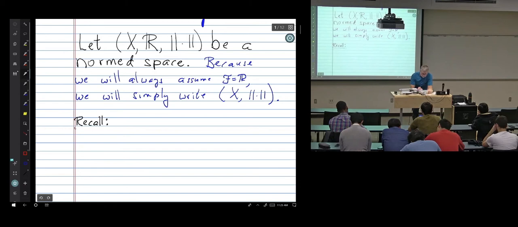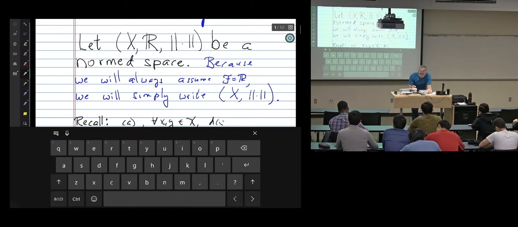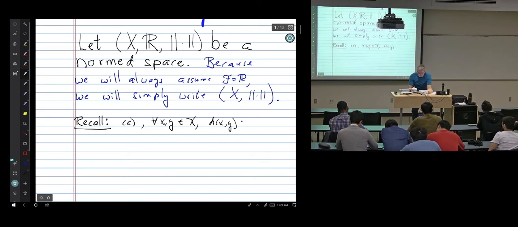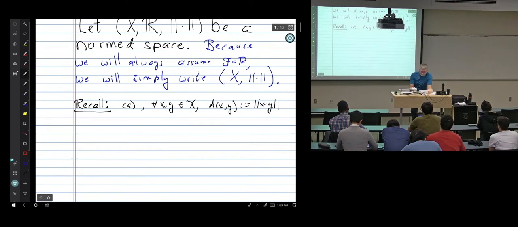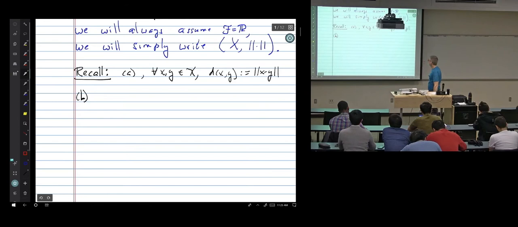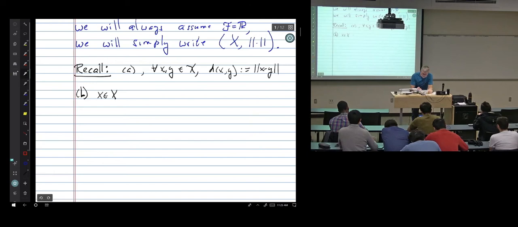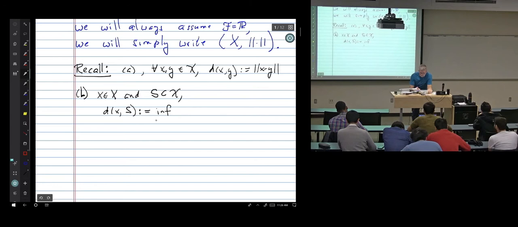We've made some definitions before. If we have two points in our vector space, the distance from x to y was the norm of x minus y. Okay, so that's called the distance of x from y, or the distance between x and y. And if we have x in X and S a subset of X, the distance from x to S was by definition the infimum over y in S of the distance from x to y.